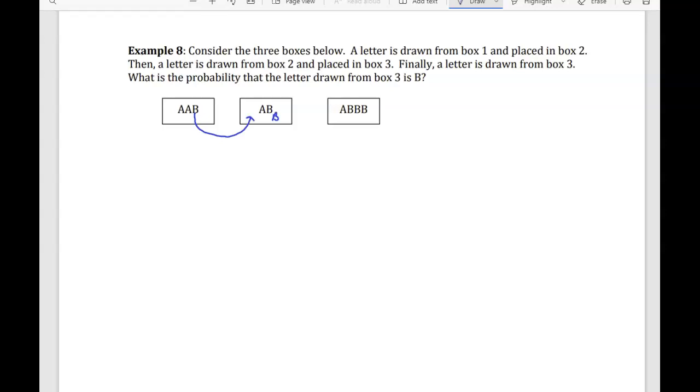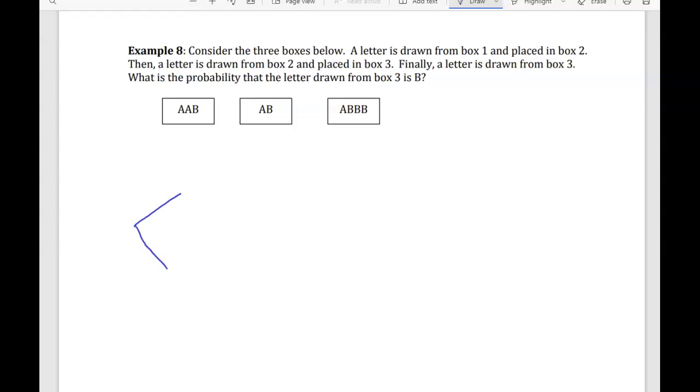And then we're going to draw randomly a letter from here, and we're going to put it in here. And then we're going to draw a letter from box 3, and we want to know what that letter is. Okay. So how do we look at this probability? Well, the best way to do this is definitely a tree diagram.